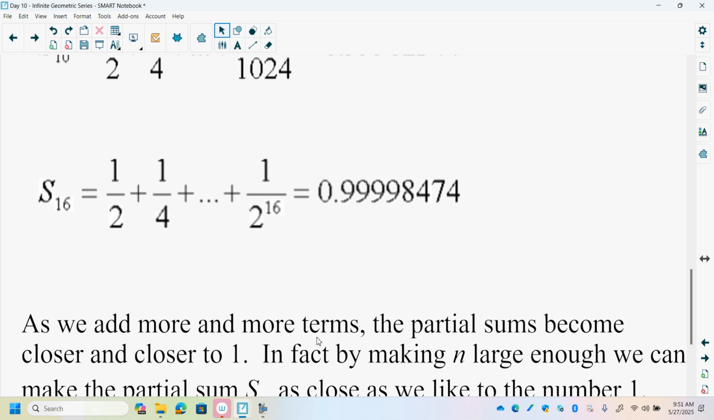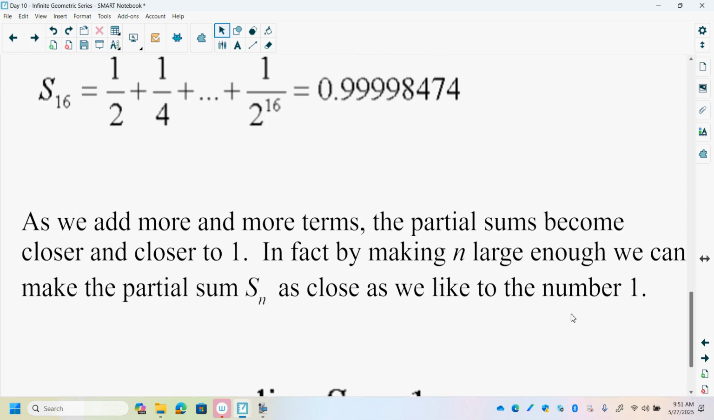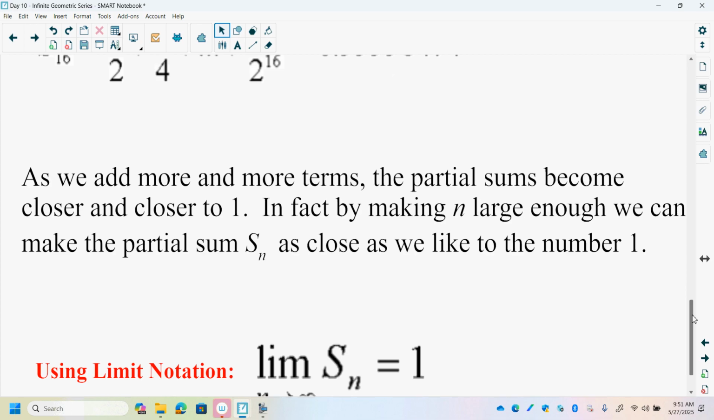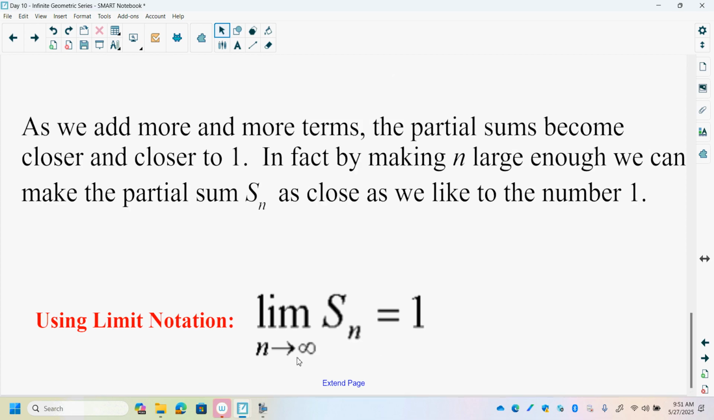In fact, by making n large enough, we can make the partial sum, Sn, as close as we like to the number 1. And we can say the following. The limit as n approaches infinity of Sn equals 1. So it is possible, by that logic, to find the sum of an infinite series.